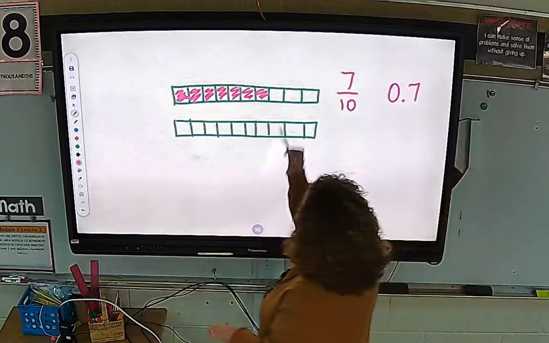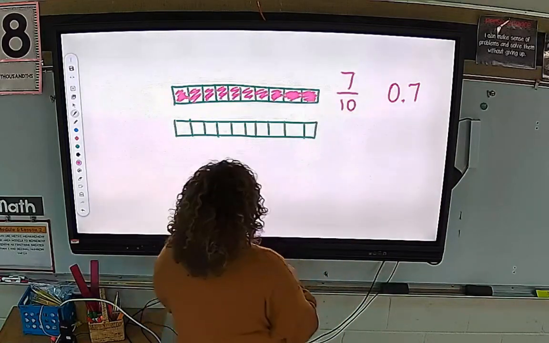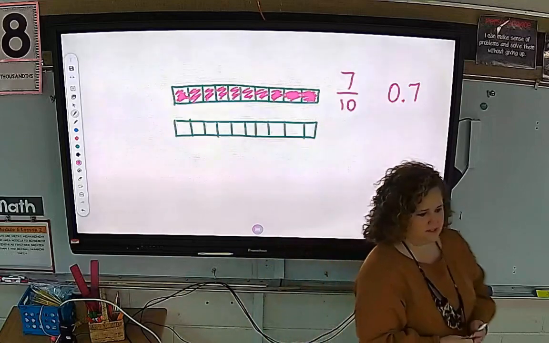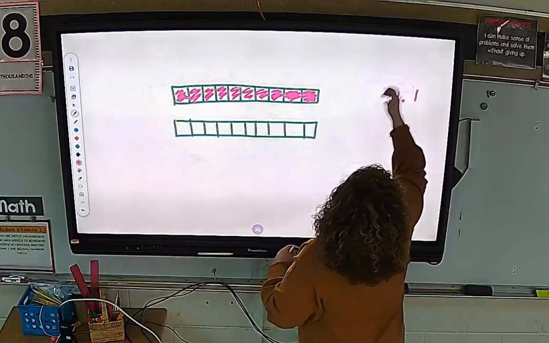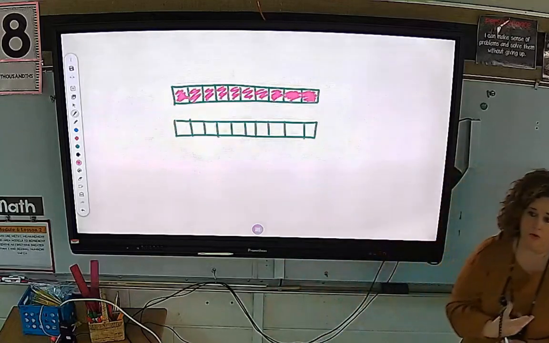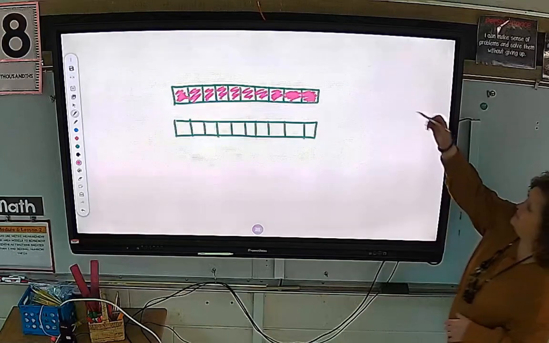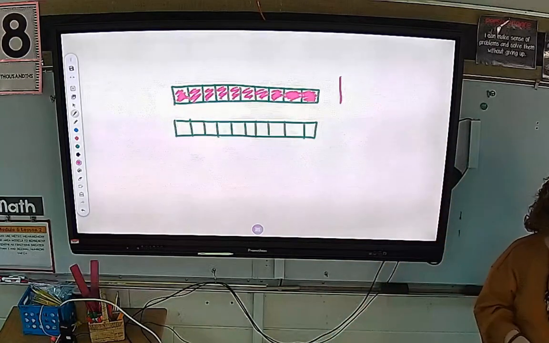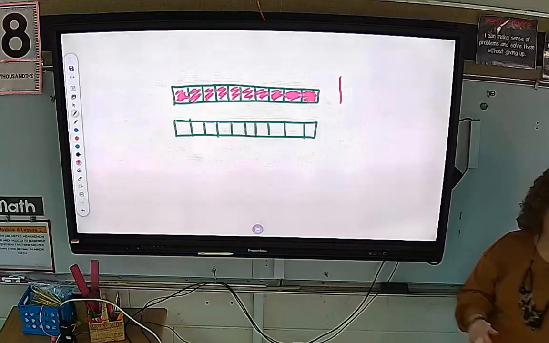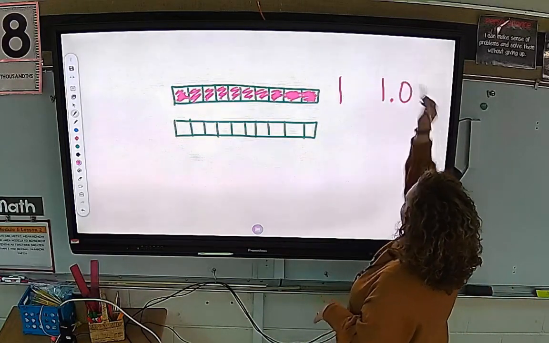What if I had this whole thing filled in? It's no longer 7/10. Okay. In decimal world, how do we write that answer? Yeah. 1. Okay, this is 1. What's the other way to write it? 1.0. And I just want you to know that those two things are the same.